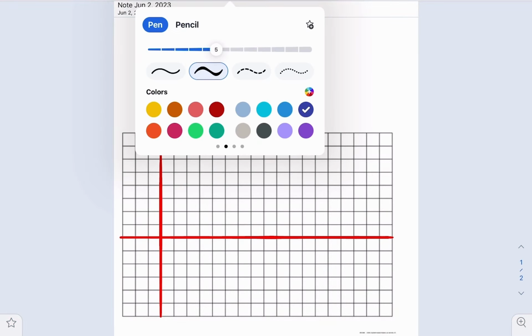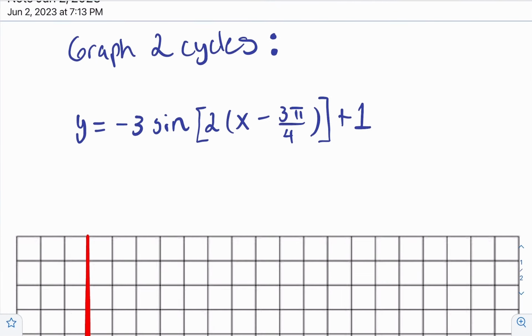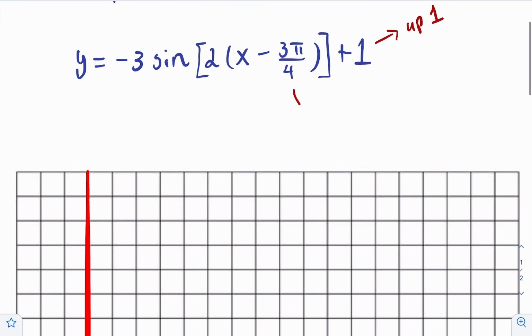Hello guys, so today we're going to graph two cycles of the following function. Since this is a sinusoidal function, this would be our phase shift and this would be our vertical translation. Vertical translation, all it tells us is that this is going up 1. Now this is our phase shift, so this is just the change in the x value.